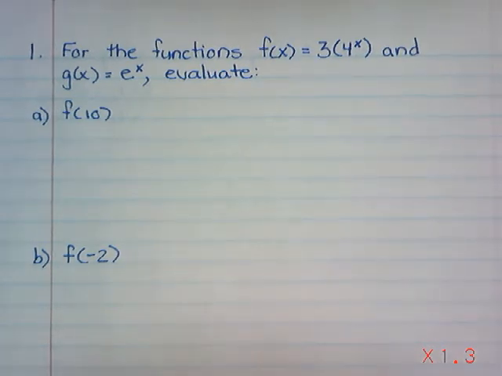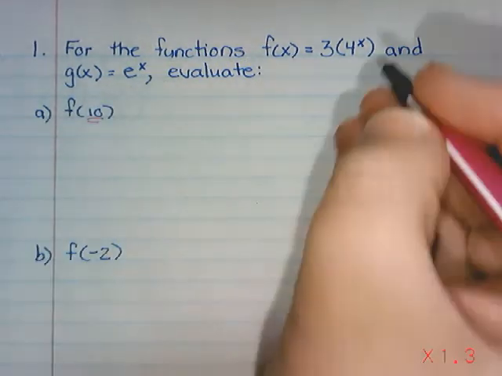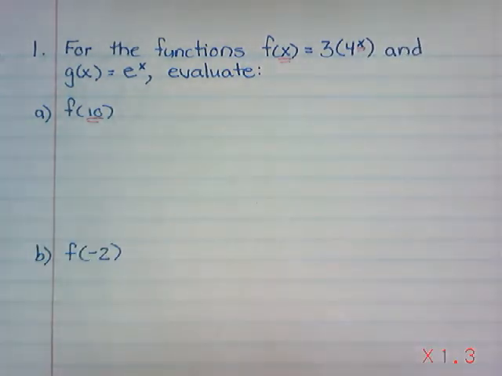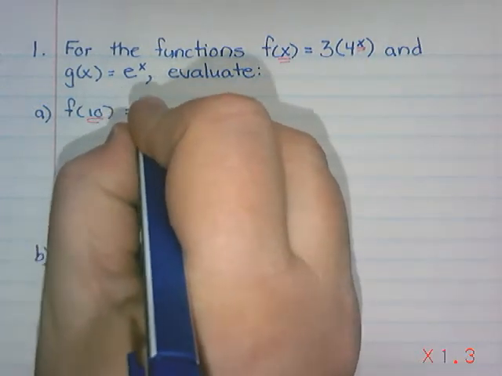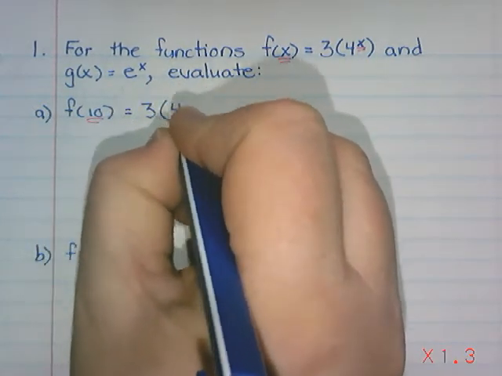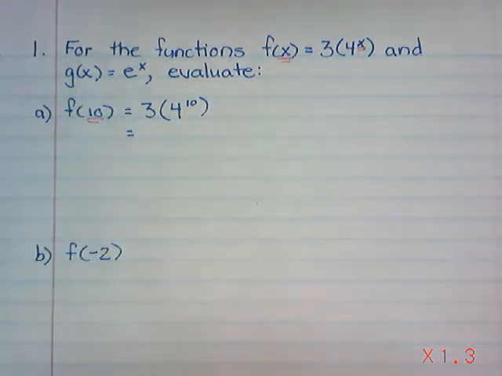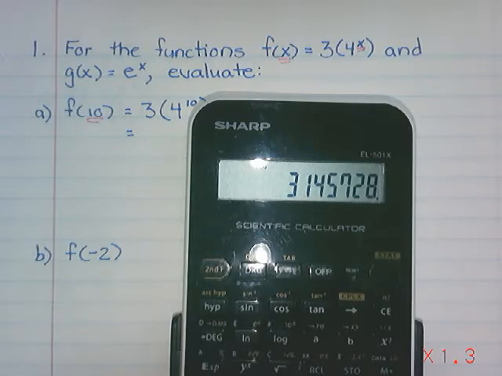When we're doing function notation, this number here, the 10, goes in place of x in our function. So everywhere I see an x, we are going to put in the number 10. So f at 10 is going to equal 3 times 4 to the power of 10. I'm just going to do that on my calculator. So 3 times 4 to the power of 10, and I get 3,145,728.